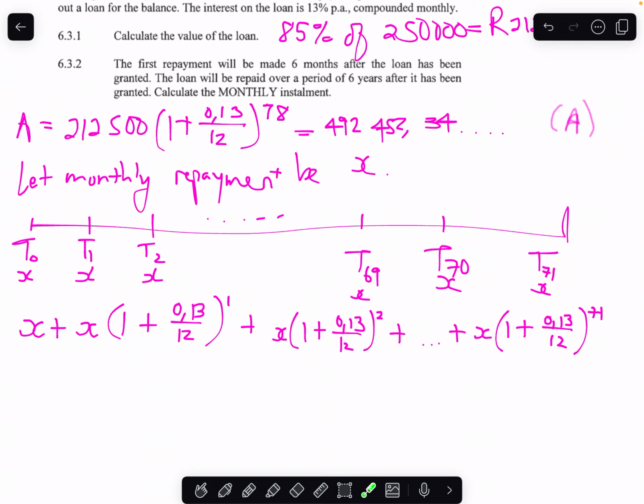Yeah, so this is one of those situations where it's like, is it at the beginning? So say for example, the loan was granted on the 1st of June. Okay, so now, when is the interest calculated?